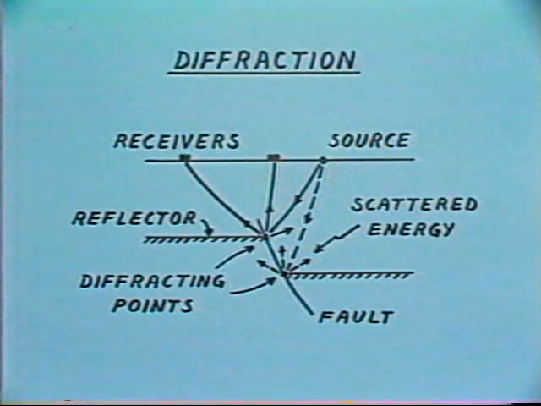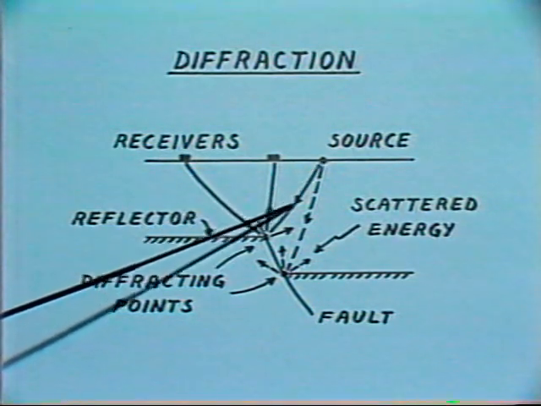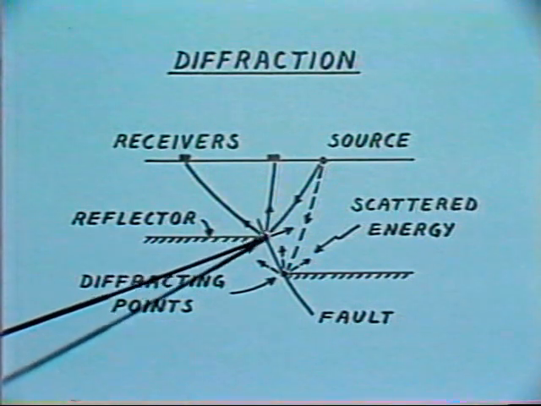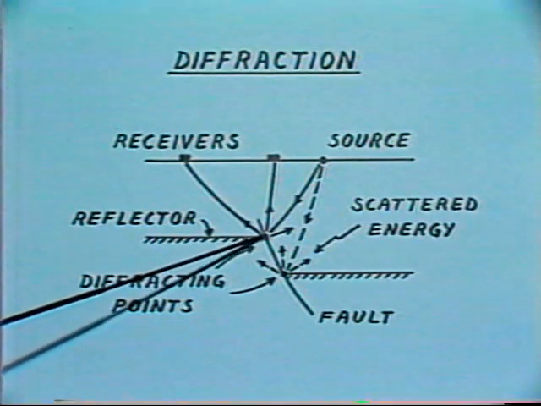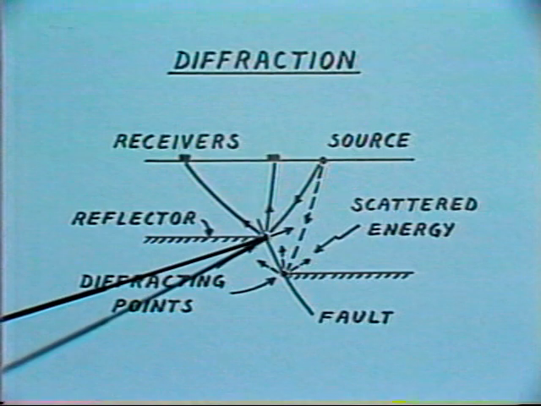Now there's one other special kind of reflection energy that we need to look at that often comes into play on seismic data, and that is something called a diffraction. Diffraction is a particular type of reflection which takes place from a particular point on a reflector. A common example would be like this, where we have energy leaving the source, a ray of energy traveling to a point where a reflector, that is an interface between two rocks, comes to a sudden end.